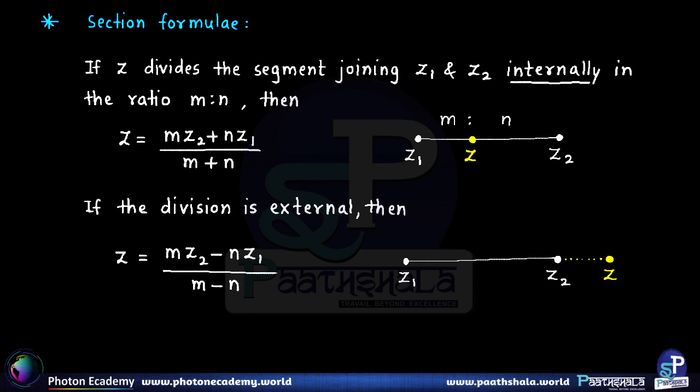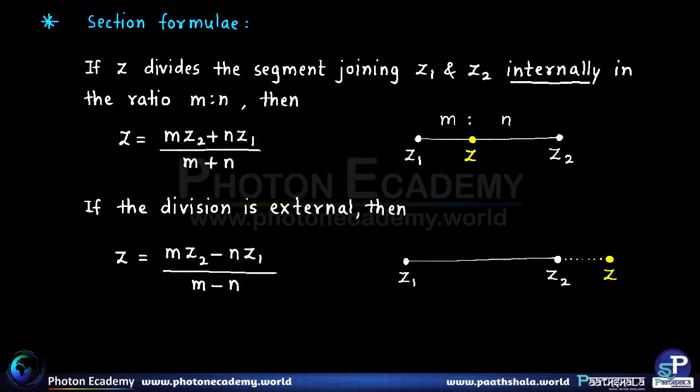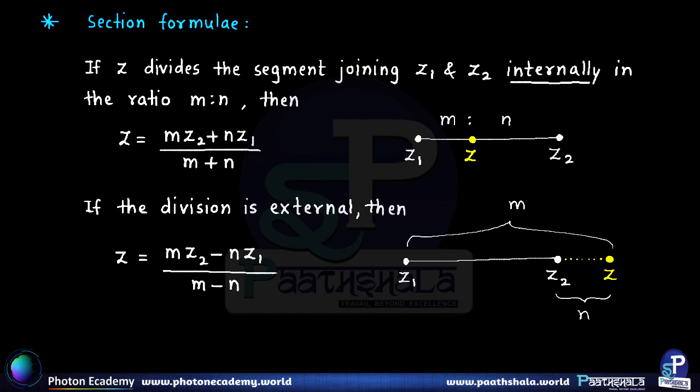And instead of internal, if the division is external, there also we use the similar formula, that is (mz2 - nz1) upon (m - n). Right. Now here we know that m represents the distance of z1 and z, and here n is nothing but the distance between z2 and z. So the ratio of those distances is m:n. That is what is the external division. Right.